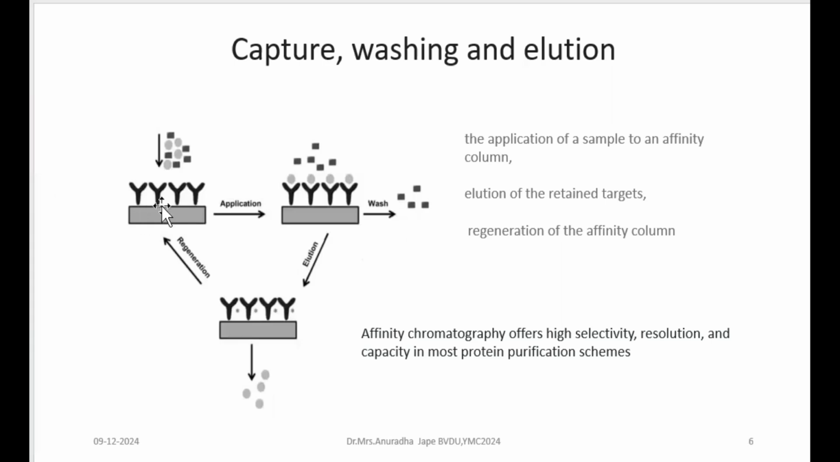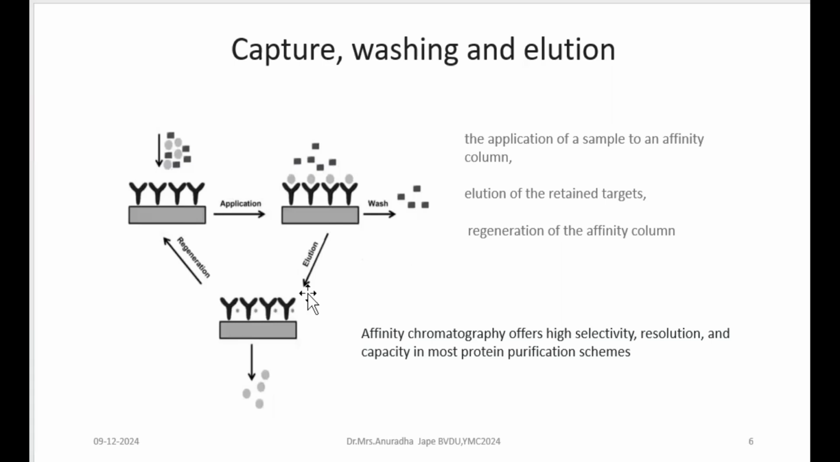So this is your matrix, the support matrix, which is inert in nature, onto which the ligand is attached. Here, as you see in the schematic diagram, it is the antibody structure. So antibodies are attached here, and this is the mixture of analytes. When it is applied, you see the specific analyte, the specific protein, binds with the antibody, which is the ligand, and all the others which are not specific will not bind. When you wash the column, step 2, all of them will get removed from the column. And the third step is that the bound analyte of your interest is now to be eluted.